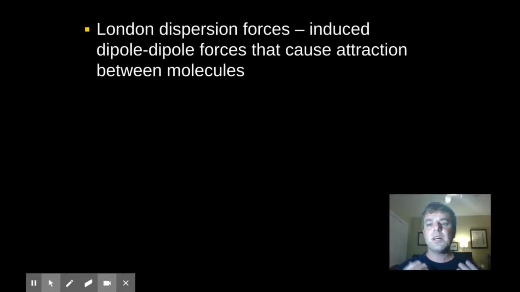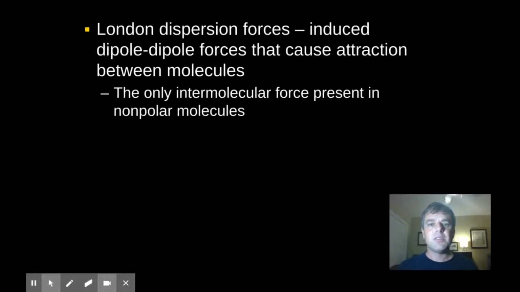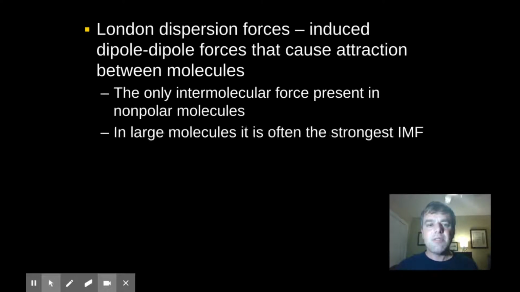So the weakest type of intermolecular force is London dispersion forces, or just London forces or dispersion forces. If you ever hear somebody refer to these as van der Waals forces, do not use that term in AP chemistry. The College Board will not accept that term on the exam. This is an induced dipole-dipole force that causes attraction between molecules. For nonpolar molecules, this is the only intermolecular force that they have.